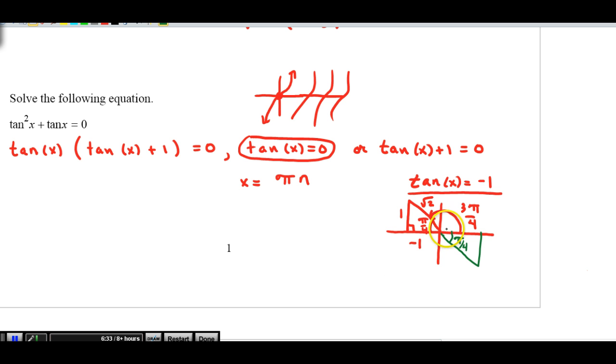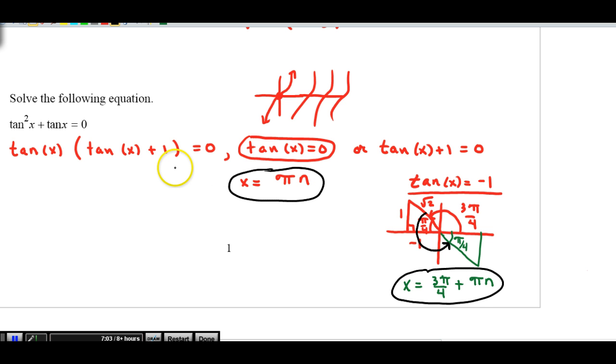I can write my solution if I just write x equals 3 pi over 4 plus pi n. So the pi comes from this pi here. Every pi n, it repeats itself. So this is one answer, and this is another answer to the equation.